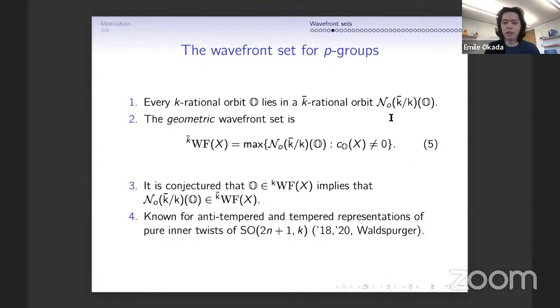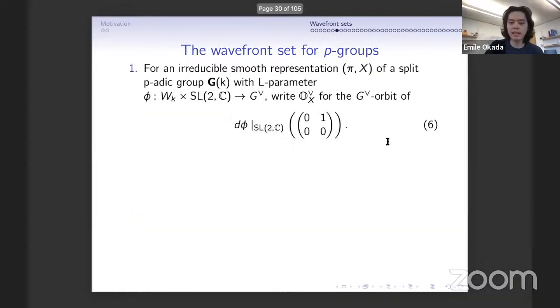And Waldspurger computed this for anti-tempered and tempered representations of pure inner twists of SO(2n+1). And he did this in 2018 and 2020 respectively. And what's quite nice and striking about his results, which he presents very nicely in the anti-tempered case, is he relates the wavefront set to the local Langlands correspondence. And so it's a manifestation of this phenomenon that I described earlier, that the wavefront set is in some sense dual to the unipotent parameter attached to X.